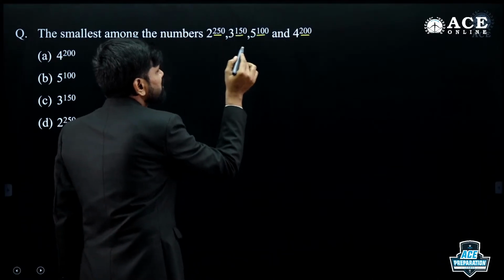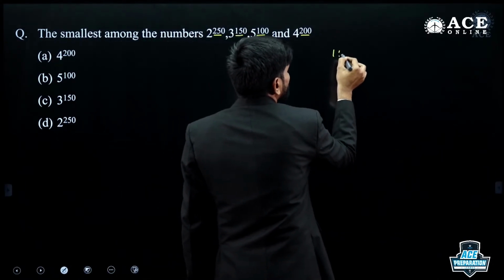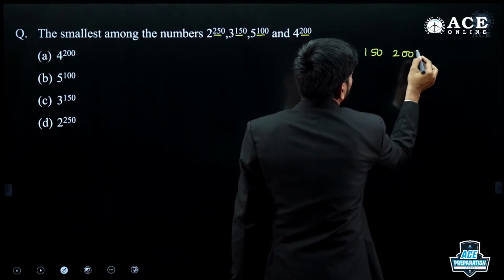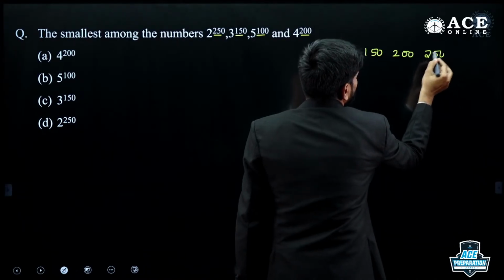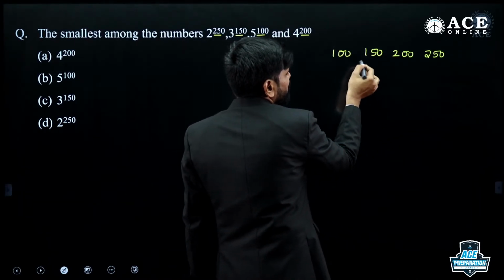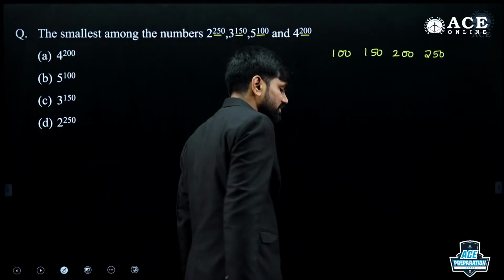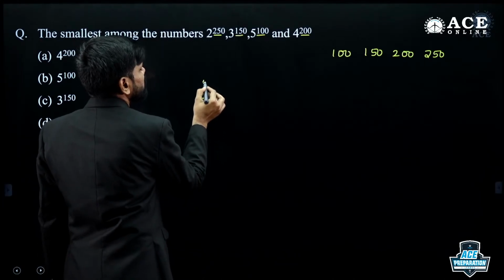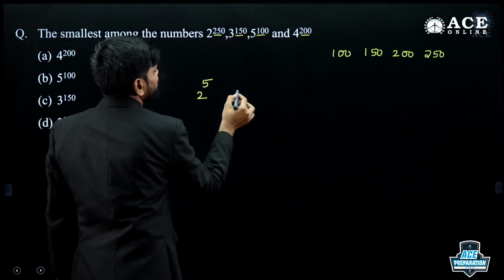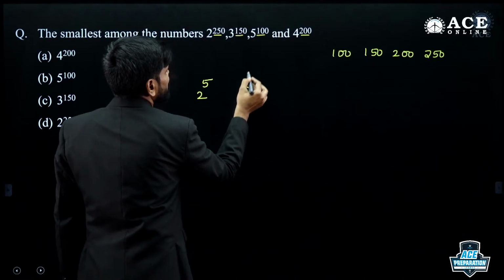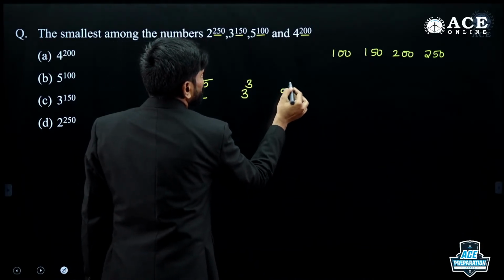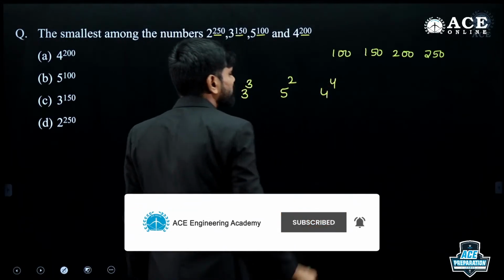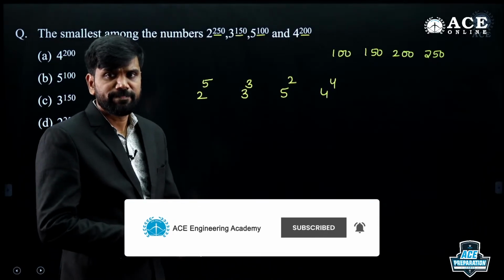So the HCF of these numbers is what? The numbers are 100, 150, 200, 250. The HCF of these four numbers will be 50, because all are differing by 50 and 50 divides them. That's why the HCF is 50. If I cancel it with 50, you are left with 2 power 5. Cancel that with 50, you are left with 3 cube. Cancel that with 50, you are left with 5 square. Cancel with 50, you are left with 4 power 4.